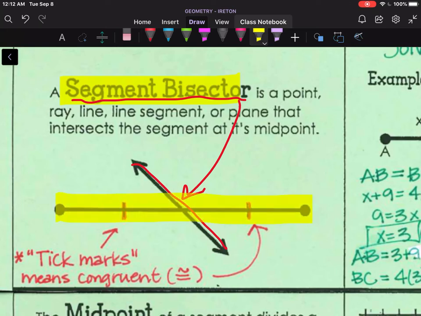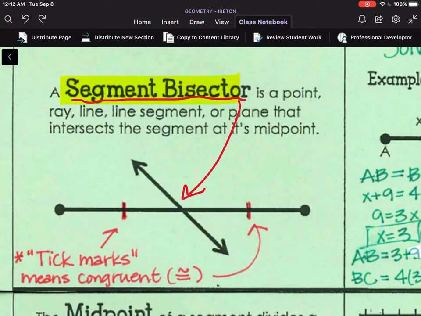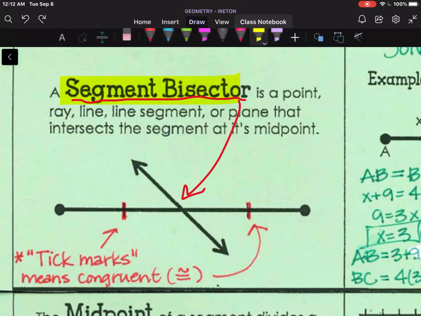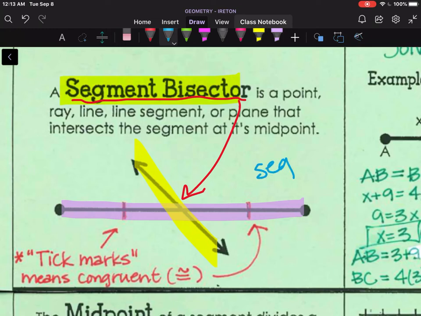I shouldn't have highlighted that yellow. Let's undo that yellow here, because I want to make this purple. I'm going to make this yellow, because that's actually the bisector. This segment is being bisected.